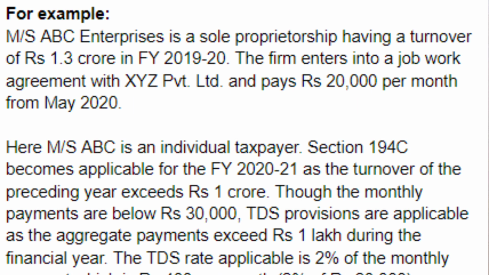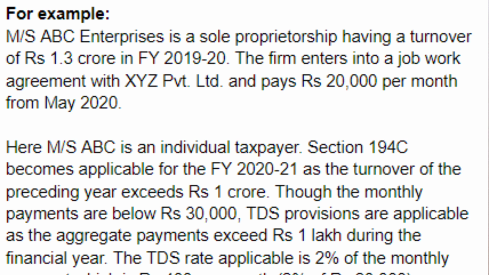Let us consider some examples of a contract under Section 194C. Messrs. ABC Enterprises is a sole proprietorship firm. It had a turnover of 1.3 crore in the financial year 2019-20. The firm enters into a job work agreement with XYZ Private Limited and pays Rs 20,000 per month from May 2020. So in this case, Messrs. ABC is an individual taxpayer.